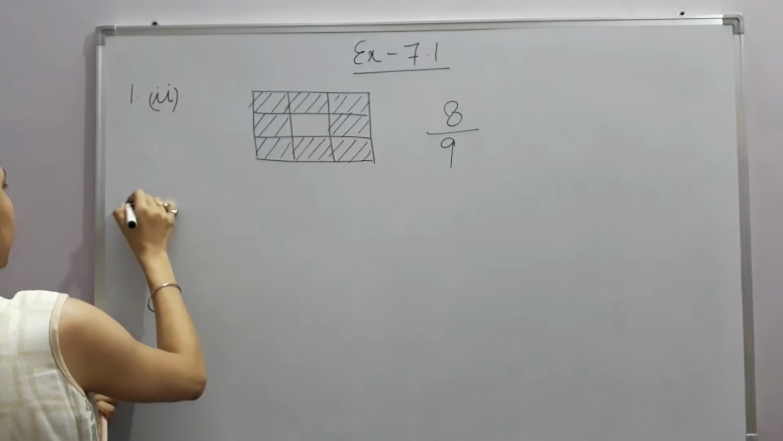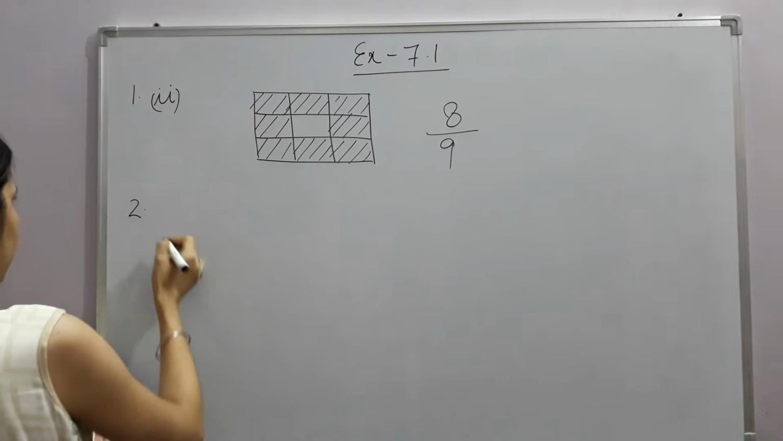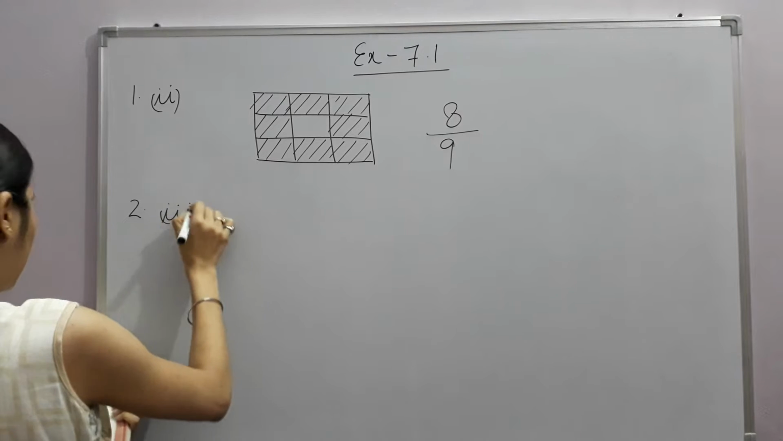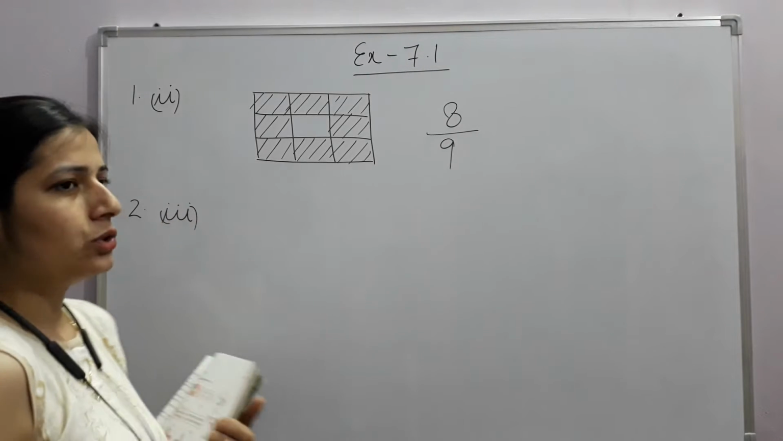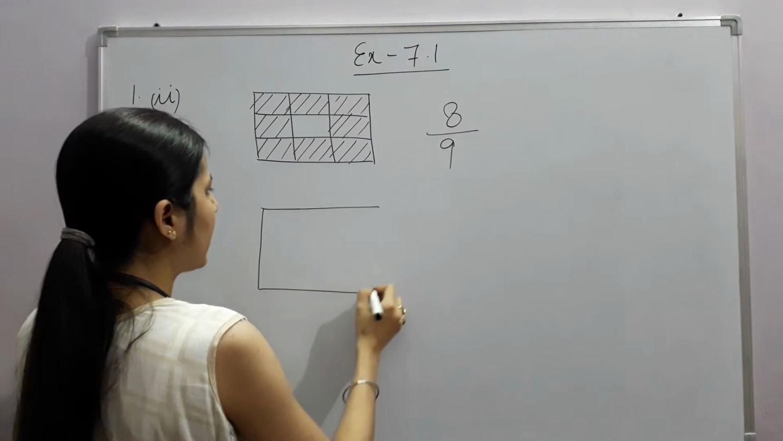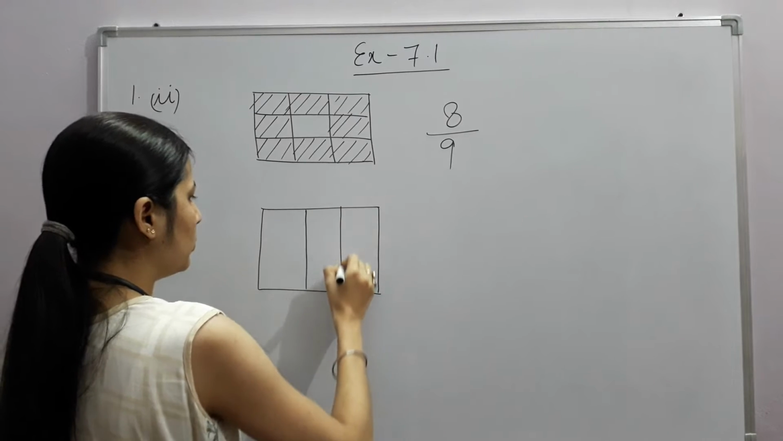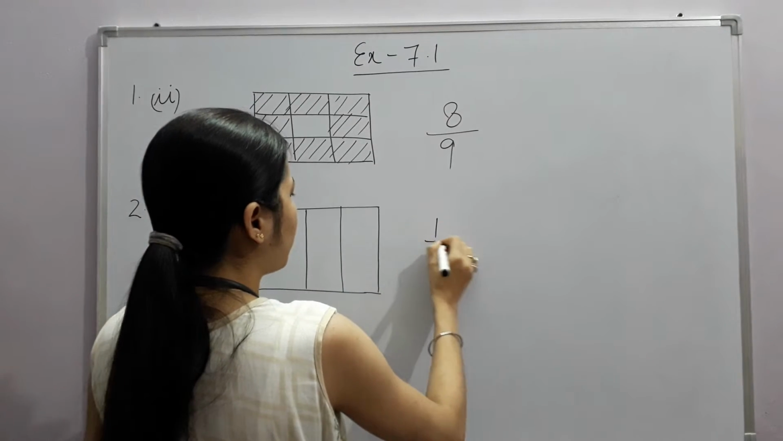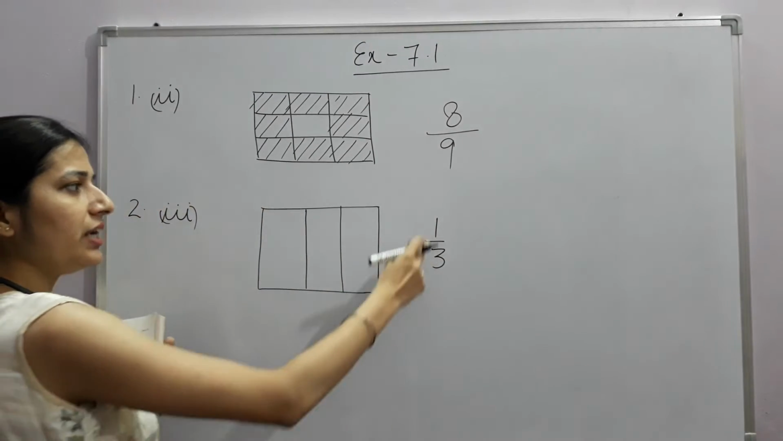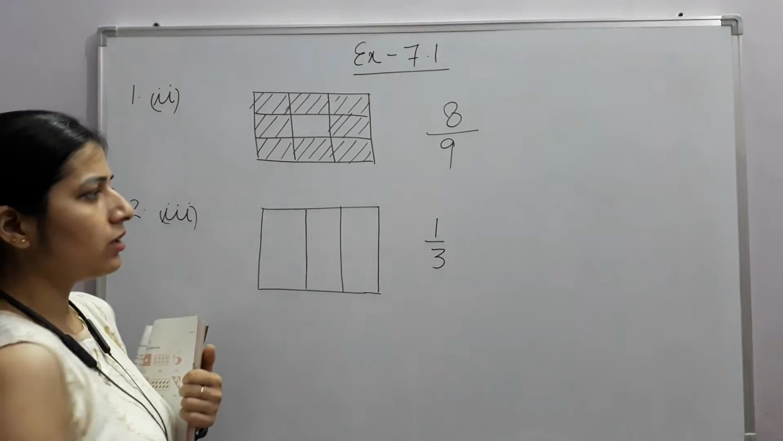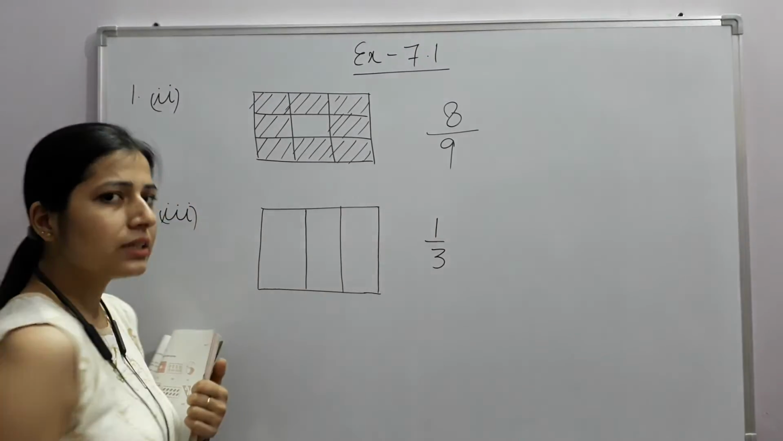The next is question number 2. Let us take the third part of question number 2. The question is, color the part according to the given fraction. In this question, they have given you the fraction and the figure also. The fraction that is given is 1 upon 3. You have to shade the parts here. These parts are not shaded, so we have to shade the parts according to this fraction.